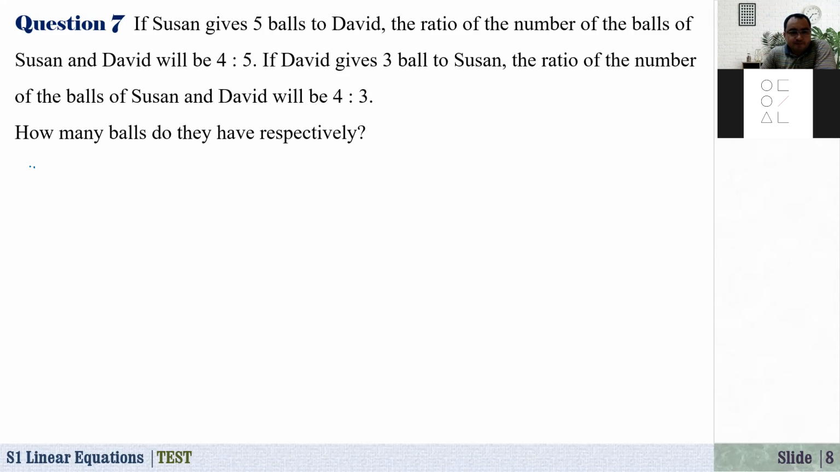Question 7 is a word problem again. In math, actually, word problems are really important. It improves students' problem solving skill a lot.